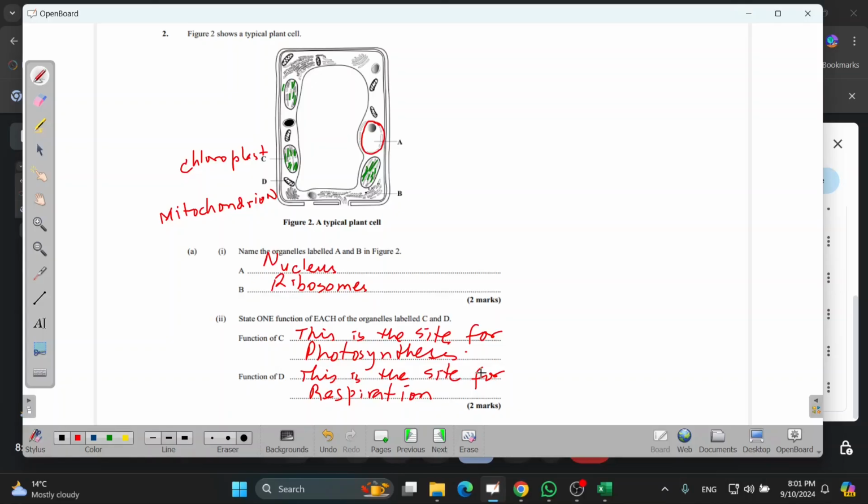For respiration. You can also say the function of the mitochondria is to obtain energy from food, and the function of the chloroplast is to produce food through photosynthesis. So if you answer this and this and this and this, you have 4 marks, right? So this is how this may come in the exams.